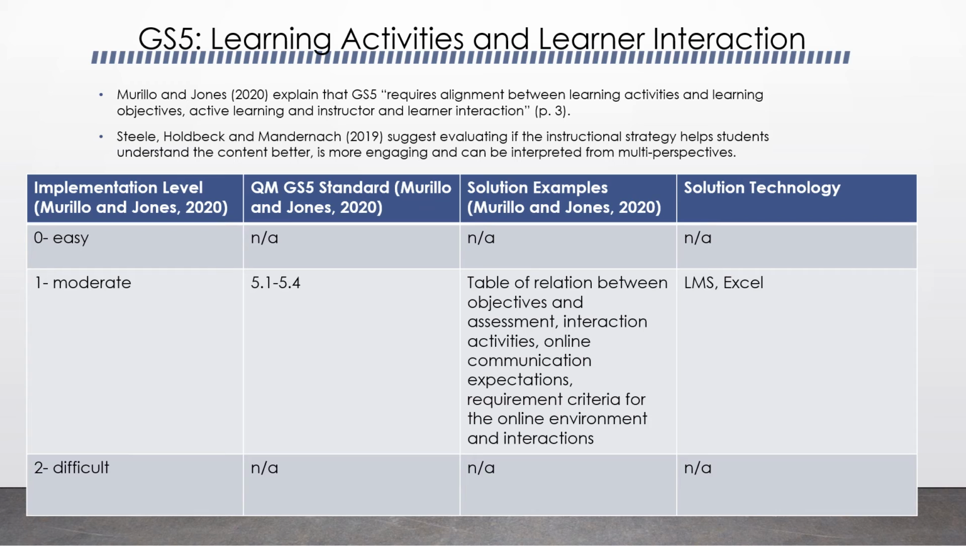For General Standard 5 of Learning Activities and Learner Interaction, Murillo and Jones determined that all the standards are at a moderate implementation level and suggest examples to add a table of relation between objectives and assessment, interaction activities, online communication expectations, and requirement criteria for the online environment and interactions.